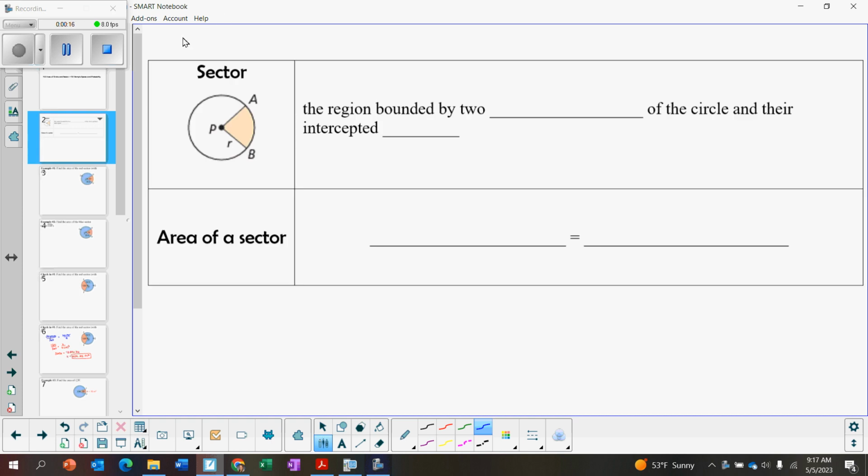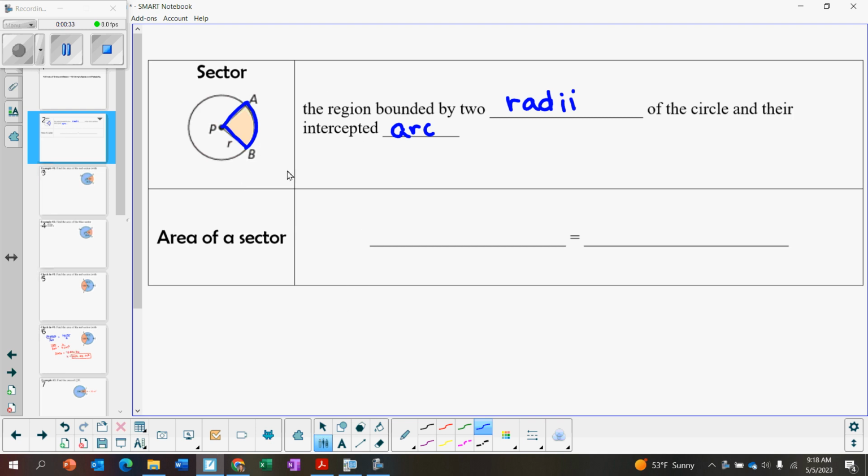A sector is a region bounded by two radii. Remember, radii is the plural of radius. And their intercepted arc. So this here is a sector of a circle.